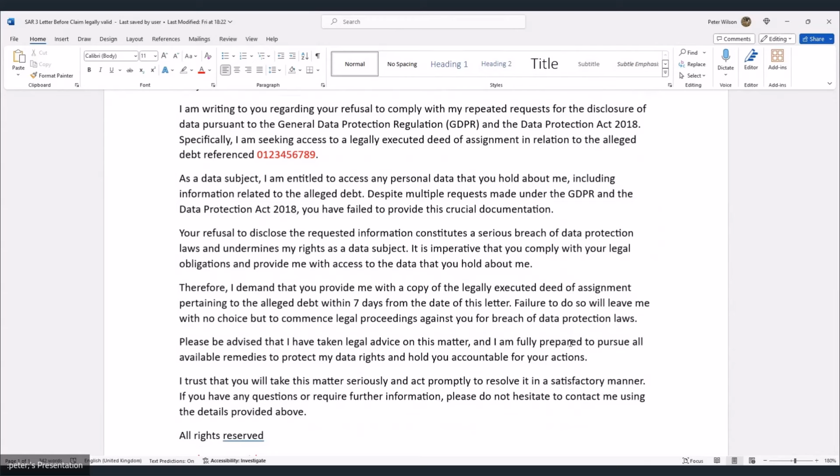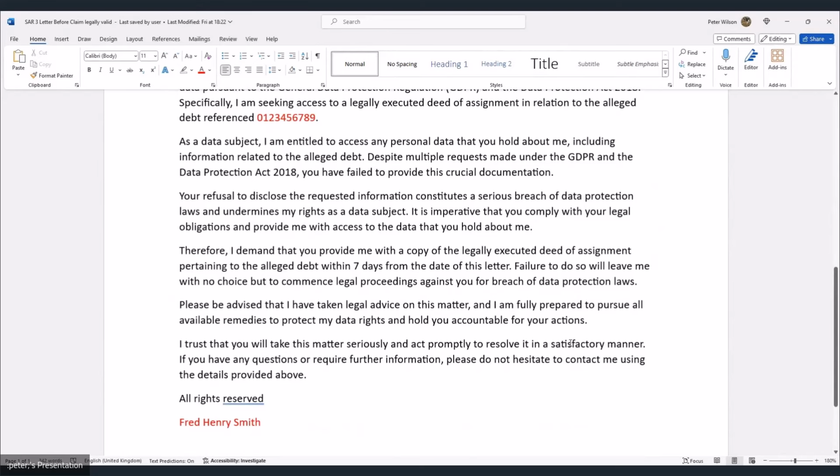Your refusal to disclose the requested information constitutes a serious breach of data protection laws and undermines my rights as a data subject. It is imperative that you comply with your legal obligations and provide me with access to the data that you hold about me. Therefore, I demand that you provide me a copy of the legally executed deed of assignment pertaining to the alleged debt within 7 days from the date of this letter.